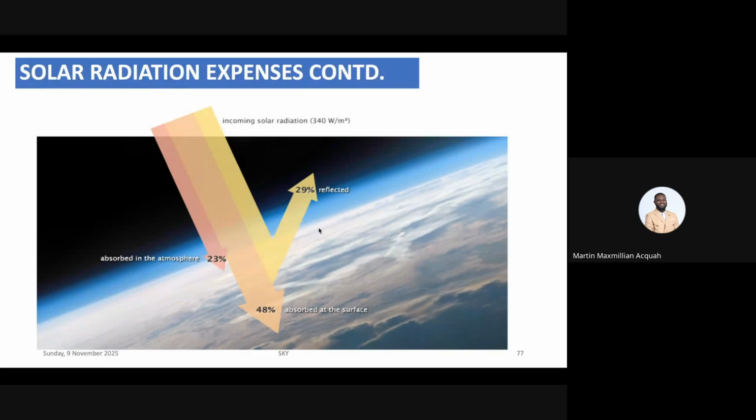The heating from the Earth's surface, some of them are absorbed. When majority of them is absorbed, someone's microphone is on. Mohammed.